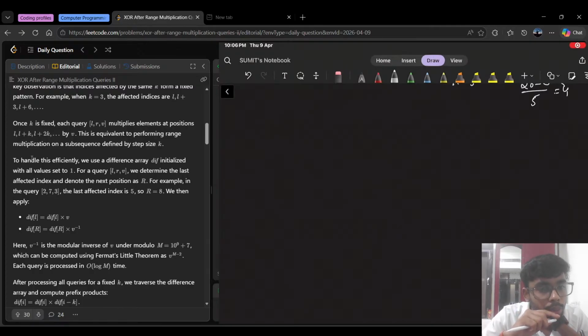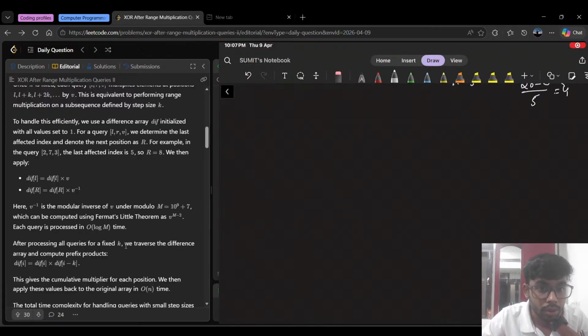Difference of L is equal to difference of L times V, and difference of R is multiplied by the modular inverse of V, which can be computed using Fermat's little theorem. After processing all the queries for a fixed k, we traverse the difference array and compute the prefix product: difference I is equal to difference I times difference I minus k.